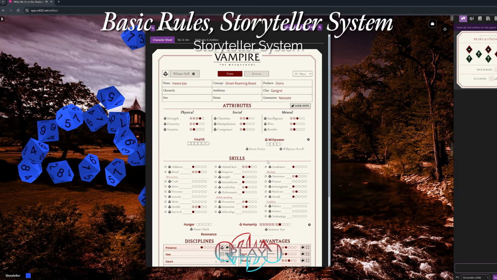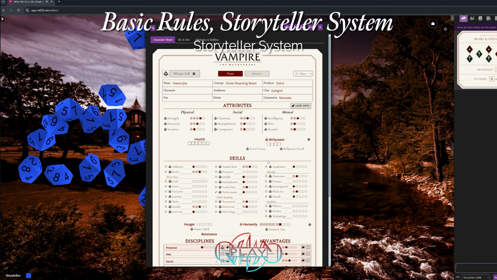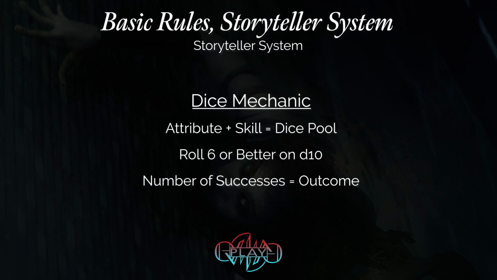The dice used in V5 are all D10 or 10-sided dice, and you collect a number of them into what's called a dice pool based on 2 traits used in the action. This may leave you traditionally with anywhere from 1 to 10 dice in your dice pool. The basic mechanic is that any dice rolled showing a 6 or better is a success, and the number of successes determines the outcome of an action.